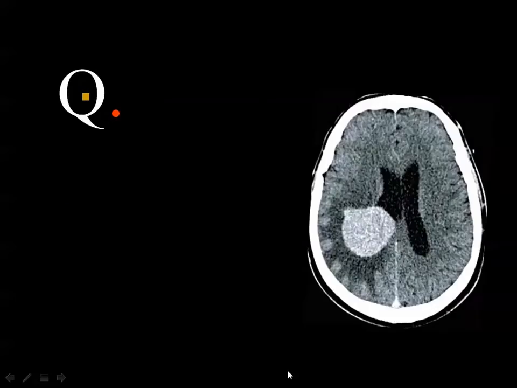Then the second case is, what is this exam? This is an axial CT scan of the brain soft tissue window after injection of contrast material showing an intraventricular homogeneously enhancing mass in the atrium or the trigone of the right lateral ventricle. Yes, it looks like an adult. This patient looks like an adult.